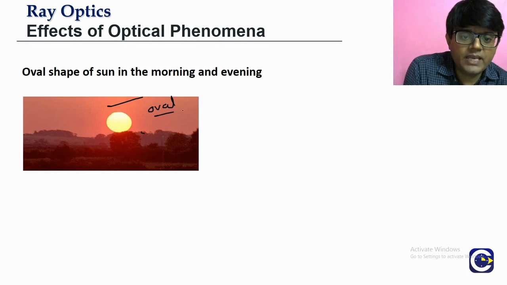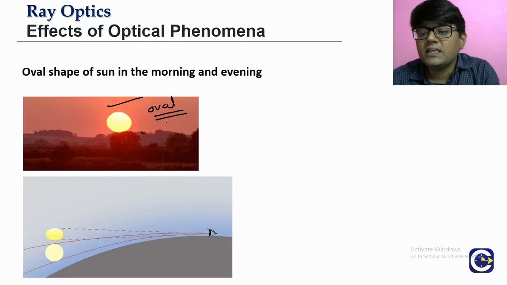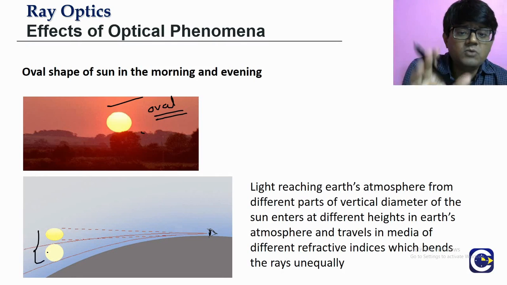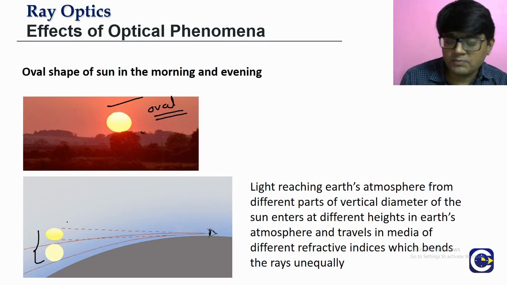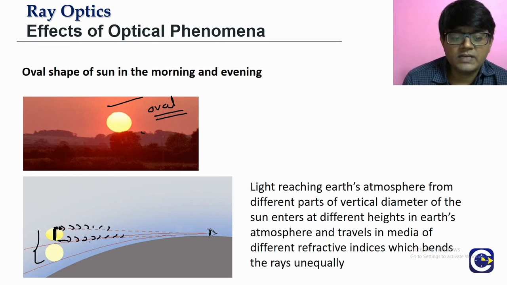So why are we able to see the oval shaped observation for the shape of the sun? The reason is again the refraction through the layers of the atmosphere. When we say early morning or evening, we are talking about the sun position being closest to the horizon. Here we look at the vertical diameter of the sun, the rays coming from the top of the vertical diameter and the rays coming from the bottom of the vertical diameter.